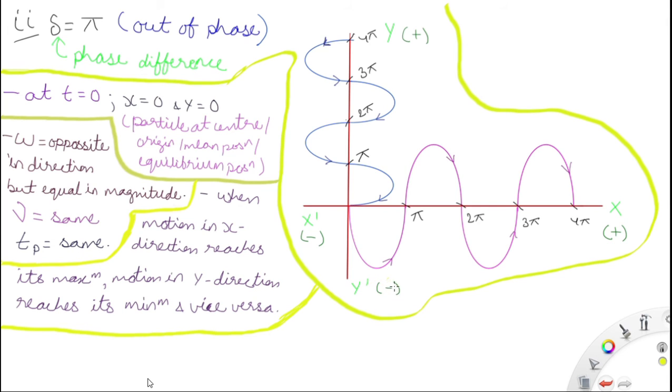Sign convention is also shown here. Positive x, negative x axis, positive y direction, negative y direction. Now the displacement in this: x is equal to a1 sin omega t, y is equal to minus a2 sin omega t.